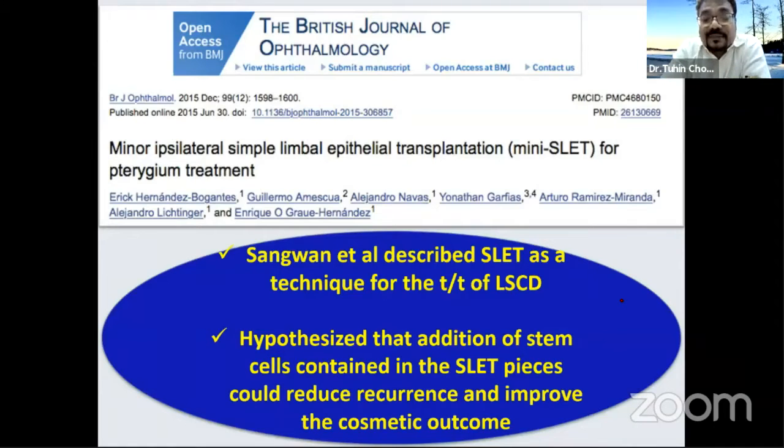Sangwan et al. first described SLET in 2012 as a technique for the treatment of unilateral limbal stem cell deficiency. Now it is even used for bilateral limbal stem cell deficiency. And Basu et al. first reported in 2015 that mini SLET can be used for the treatment of pterygium. In that series, out of 10 cases, they didn't have a single recurrence.